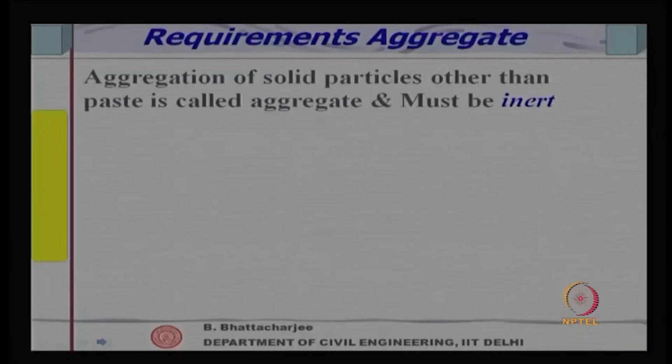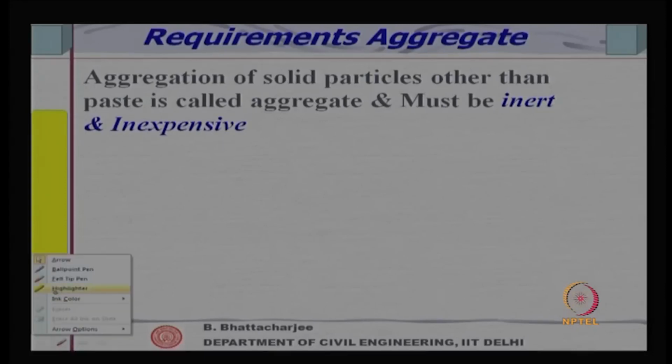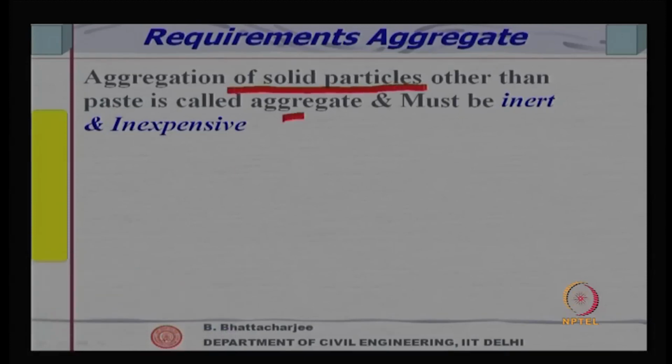Now, why do you call it aggregate? Because it is an aggregation of solid particles other than paste, and that is what we call aggregate. One major important property is that it must be inert, and obviously, since a large quantity is used, it must be inexpensive.